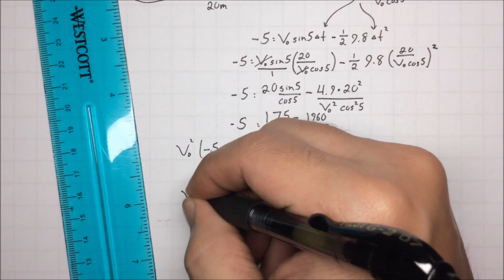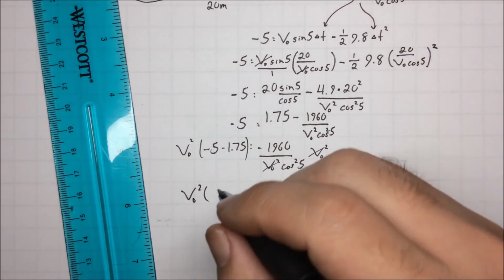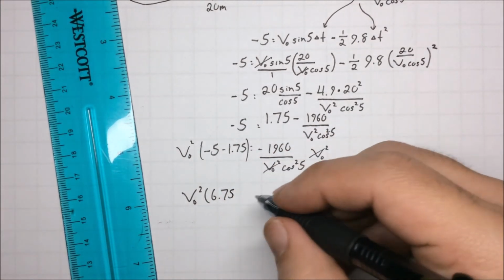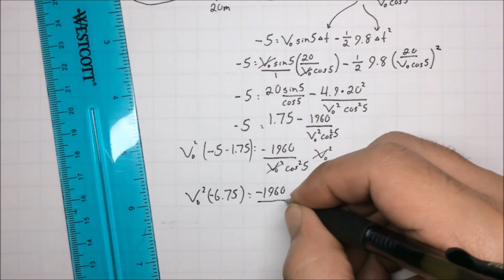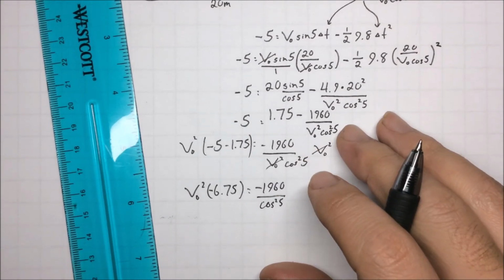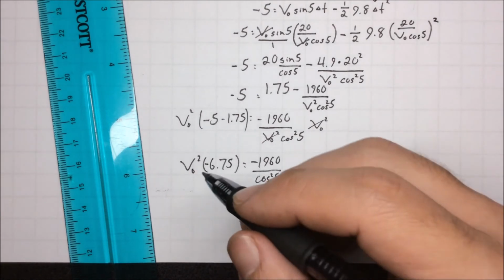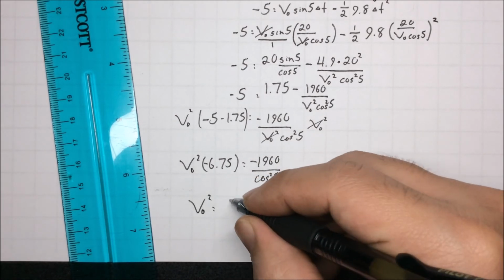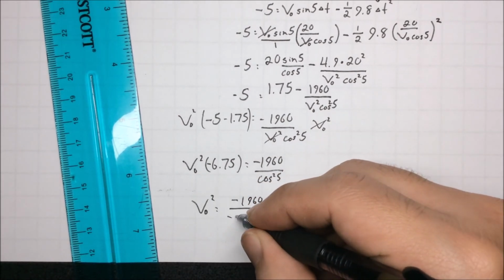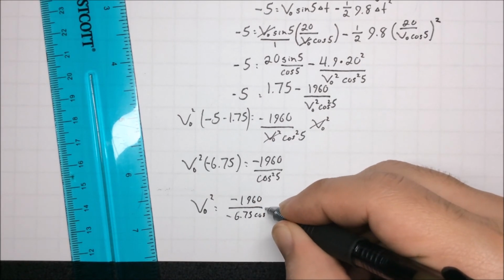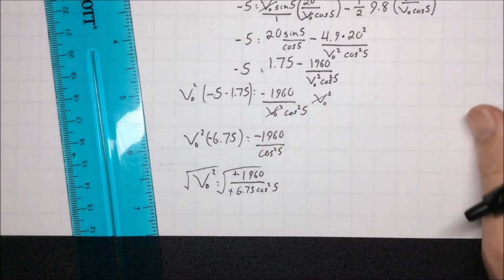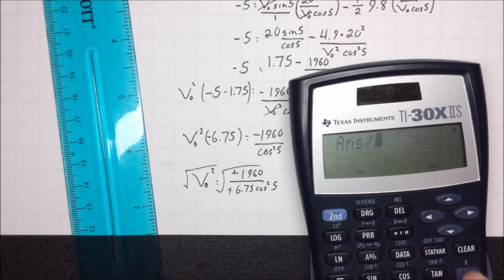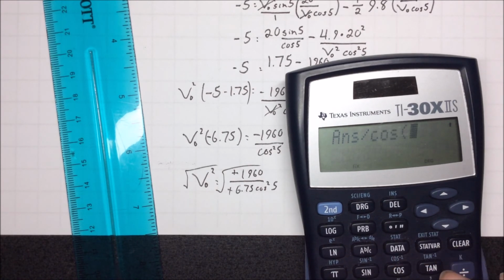Alright, so V naught squared is multiplied by 6.75, and it's negative, equals negative 1960 divided by the cosine squared 5. We are so almost done. The last step would be to divide both sides by 6.75, and so we would get V naught squared is equal to negative 1960 divided by negative 6.75, the cosine squared of 5. And lastly, we would have to get rid of the square by square rooting. These would cancel out, and I get 1960 divided by 6.75 divided by cosine of 5, and we got to do it twice. I'm just going to say divided by cosine of 5 again.